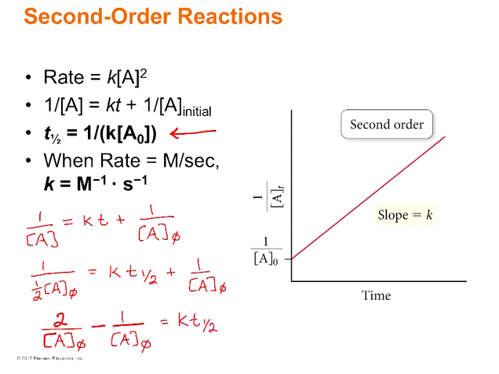So 2 minus 1 is 1. So we have 1 over the concentration of A at its initial point, and that's equal to K times T 1/2. So that tells us that T 1/2 is equal to 1 over K times the initial concentration of A.